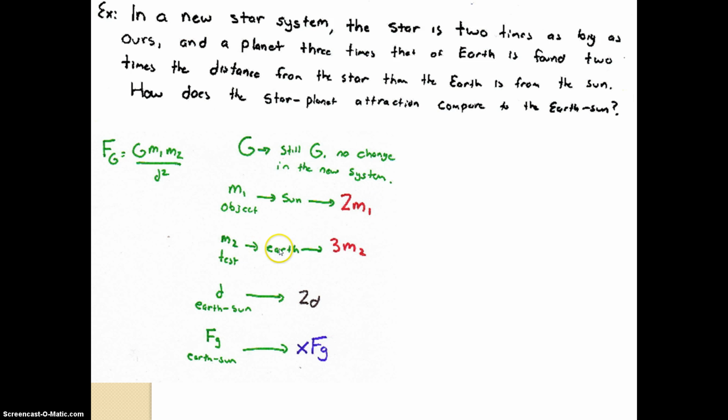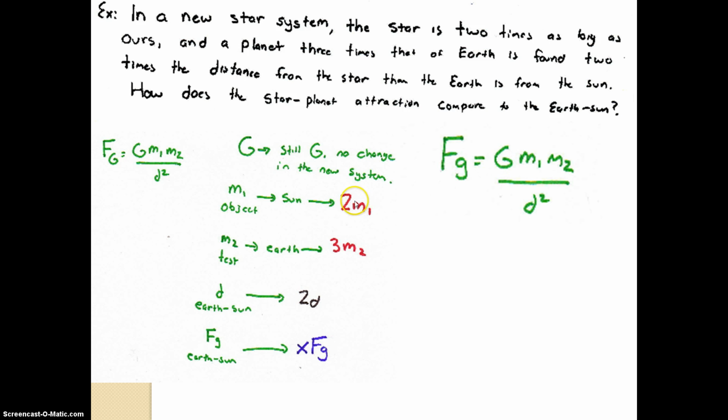M2 is the test, which is the Earth. So M2 is Earth. The planet is 3 times Earth, which is 3M2. D stands for the Earth-Sun distance. Theirs is 2 times the Earth-Sun distance. FG is the Earth-Sun attraction. We're trying to figure out how many times X their Earth-Sun attraction is compared to ours. So this is our setup.